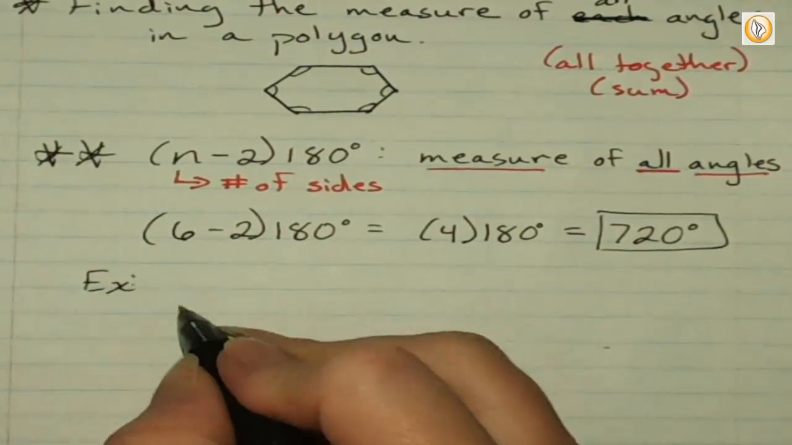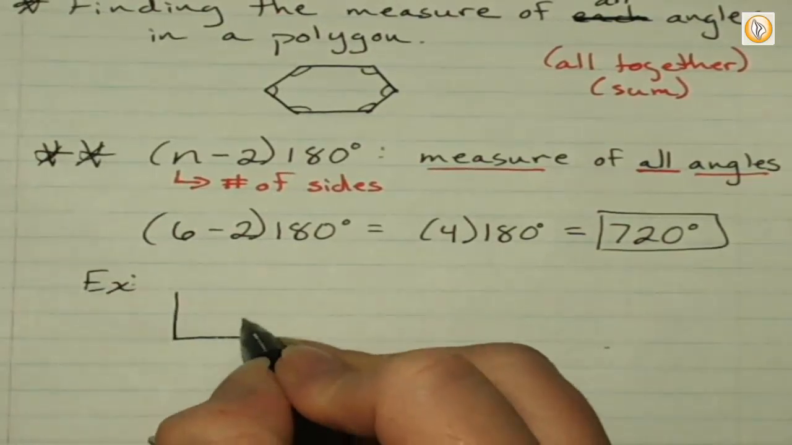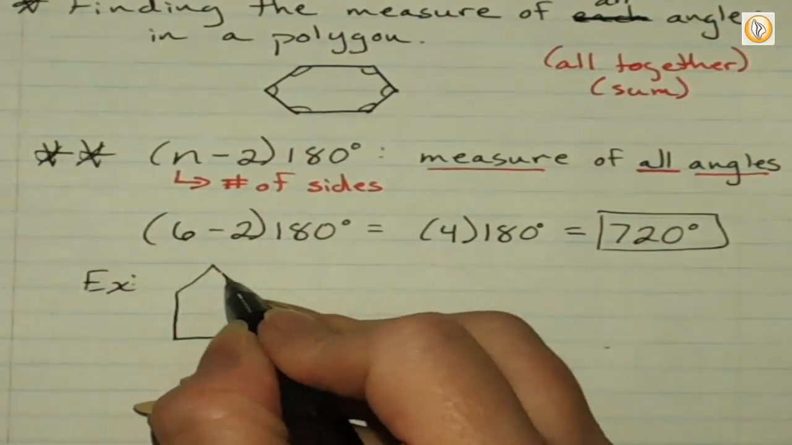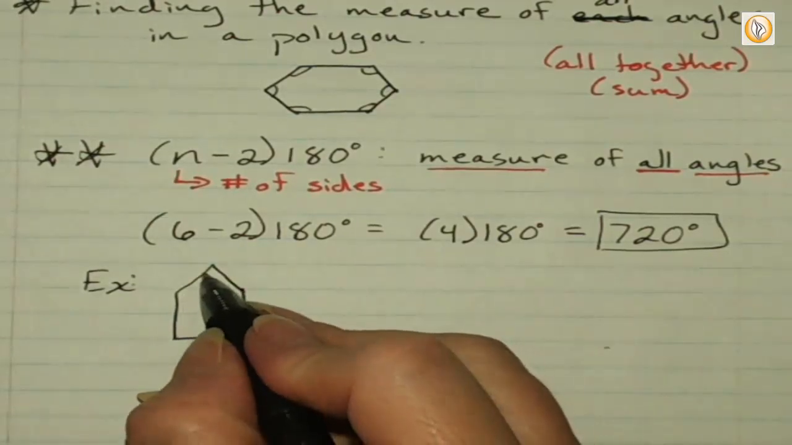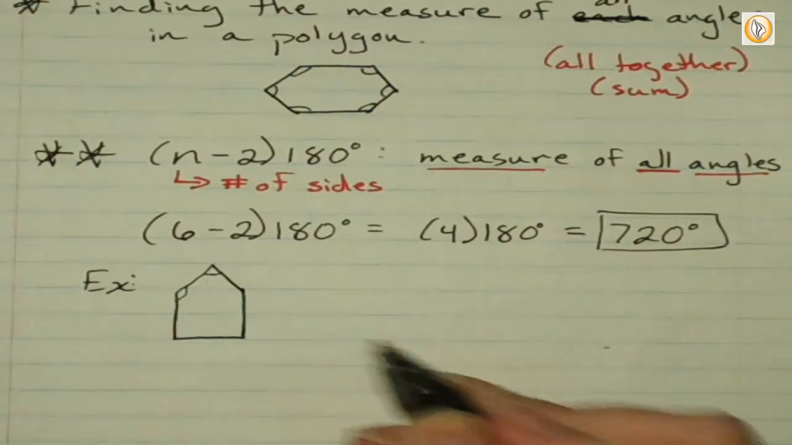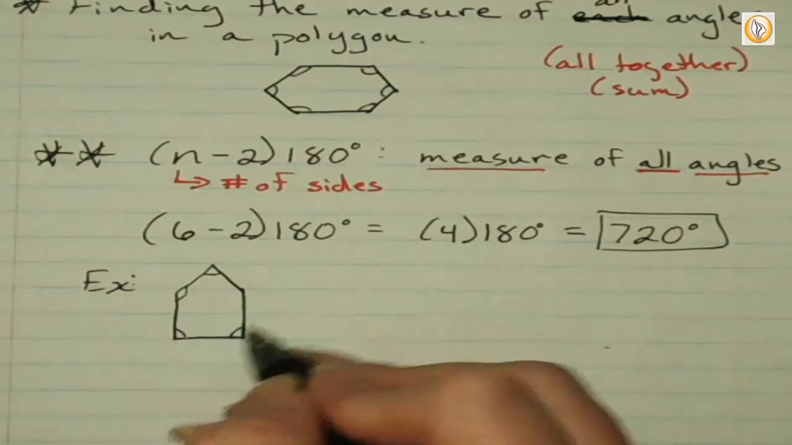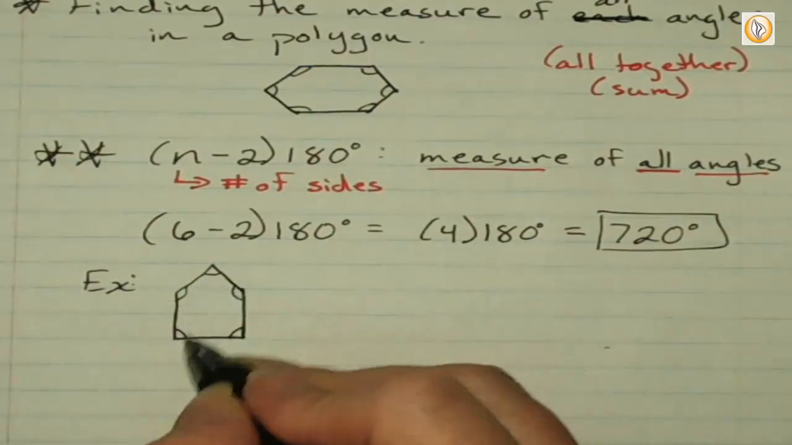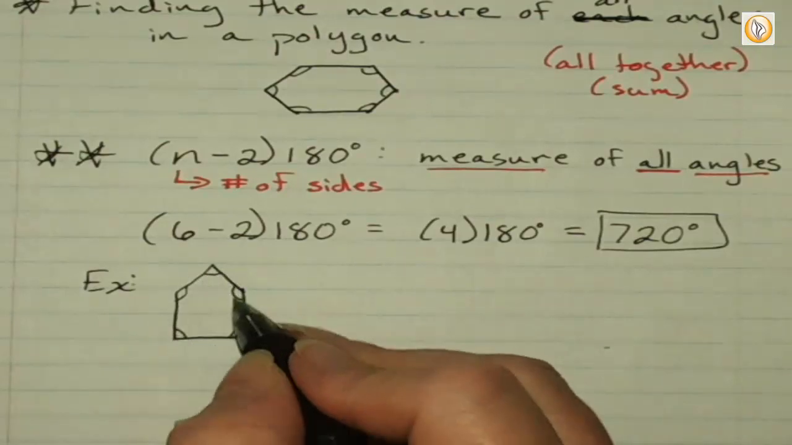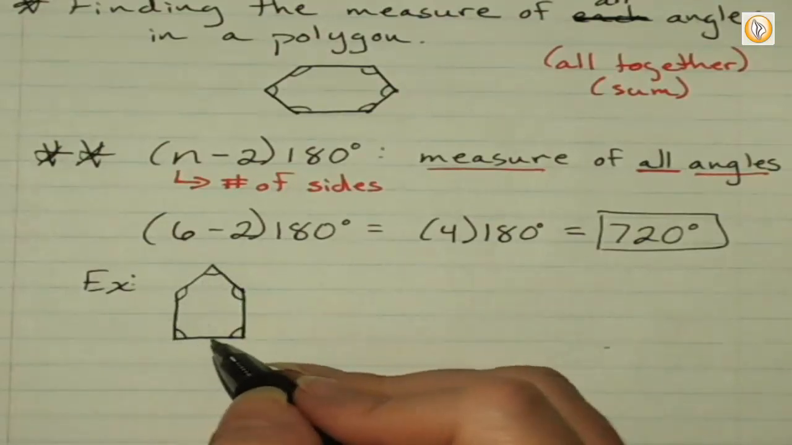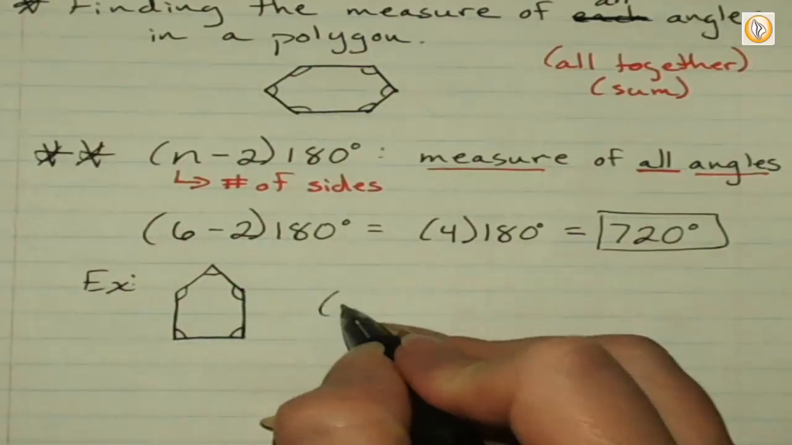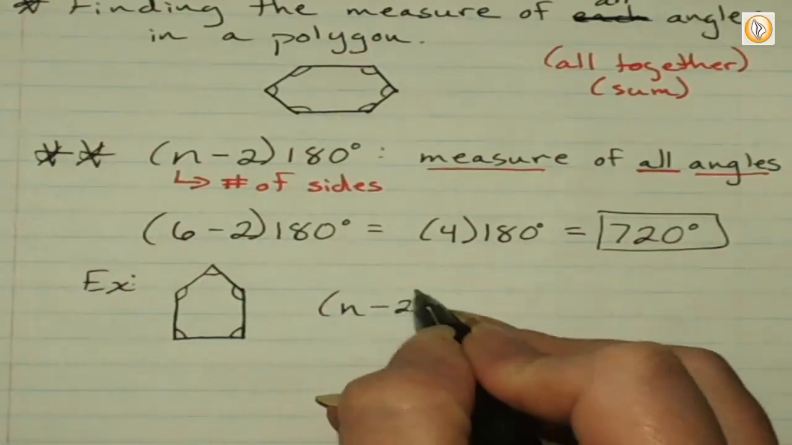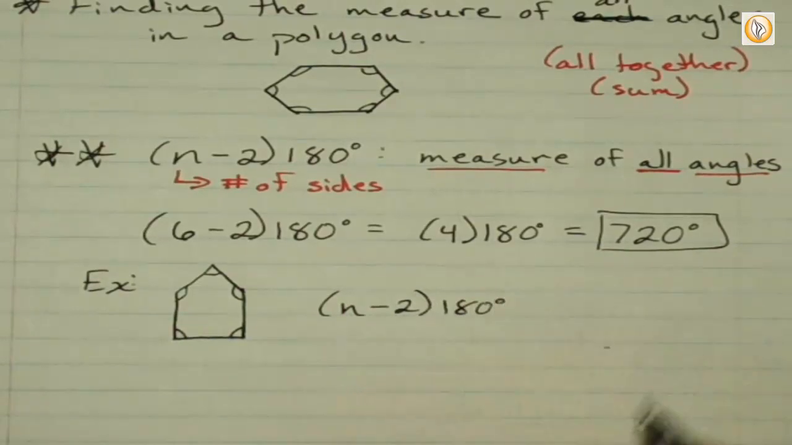Oh, we're doing examples. Oh my, it's like a house. Okay, so we're looking for the total. If I were to get a protractor and find the measure of all of these angles, add them up, but that's a lot of work. So we use our formula. N minus 2 times 180 degrees.